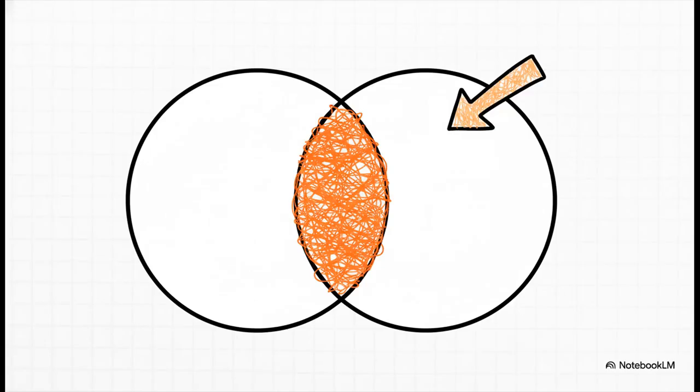So first up is the inner join. This is probably the one you use most. It looks at 2 tables and only gives you back rows where there's a match in both of them. You can think of it like 2 overlapping circles. The inner join is just that little bit in the middle where they overlap. Only perfect matches need apply.